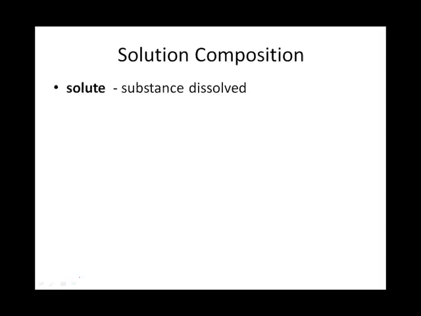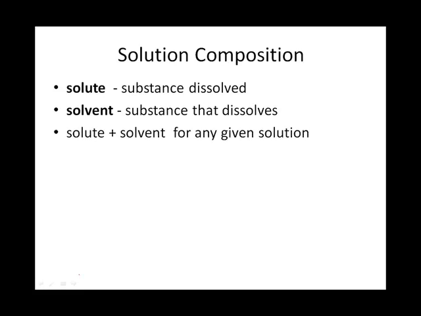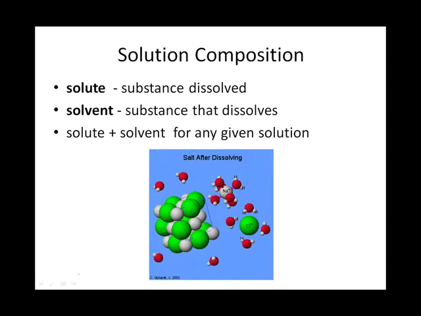Solution composition. Well, there's two parts of a solution. One is called the solute, or the substance dissolved. The other part is the solvent, which is the substance that dissolves. A solution is composed of the solute plus the solvent. In this case, we can see that salt, NaCl, is being dissolved in water. In this case, the water is the solvent because it's doing the dissolving, and the stuff that is being dissolved is the sodium chloride.